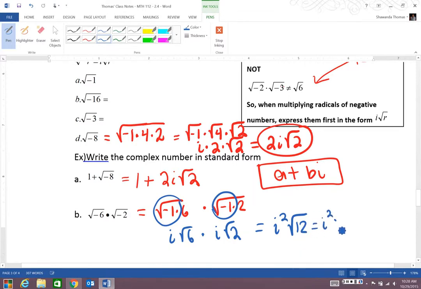So we have to get that 4 out. So 4 times 3 here. Square root of 4 is 2. i squared is negative 1. So our final answer is negative 2 times the square root of 3.